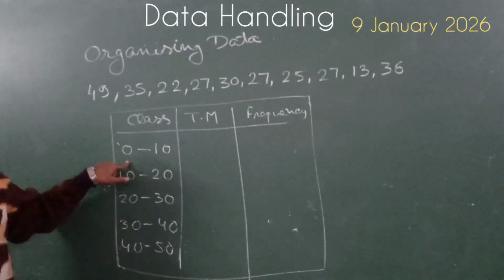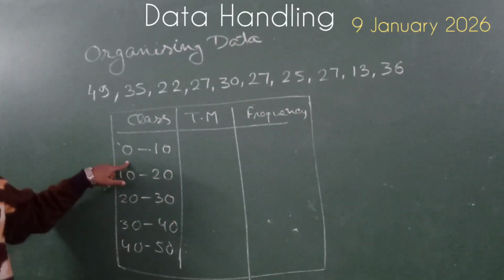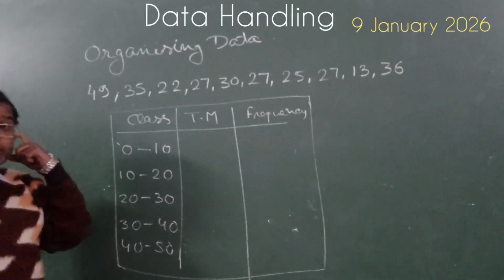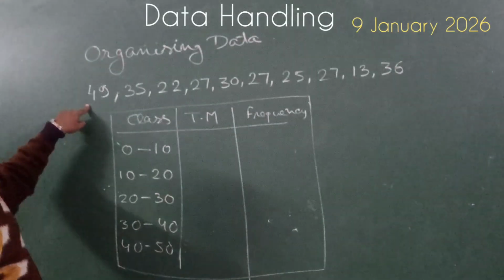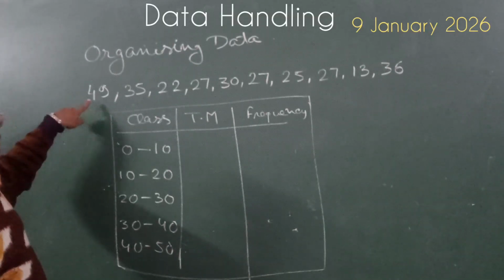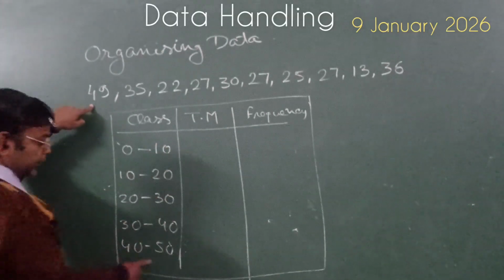In this case, 0 to 10. How many numbers are in 0 to 10, and how many numbers are in 10 to 20? We have to find out. So how do we find out? Starting from the first number on the left-hand side, place the finger and try to mark it down. First is 49. 49 always lies between these two.